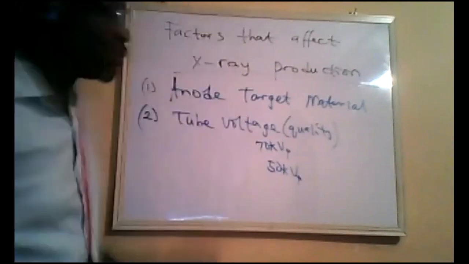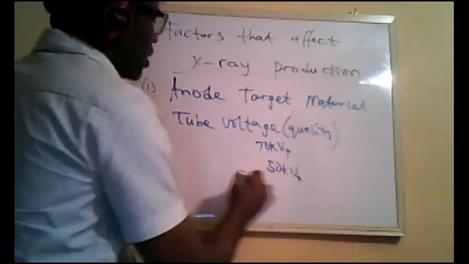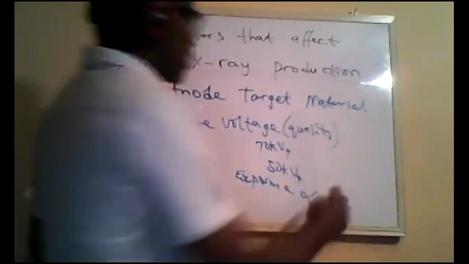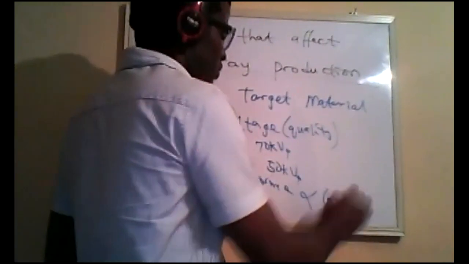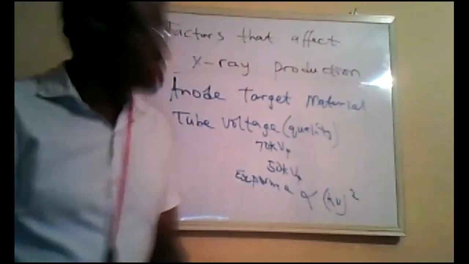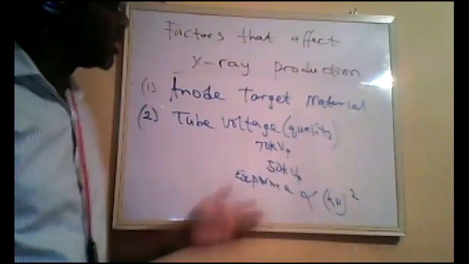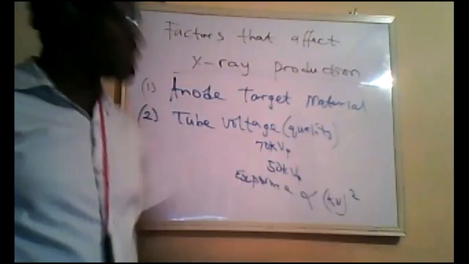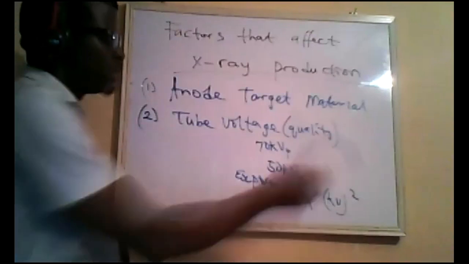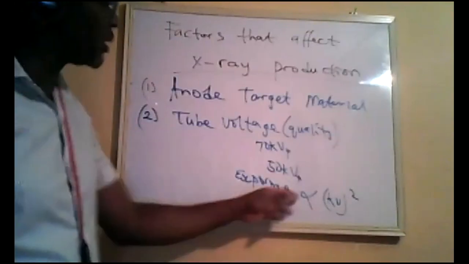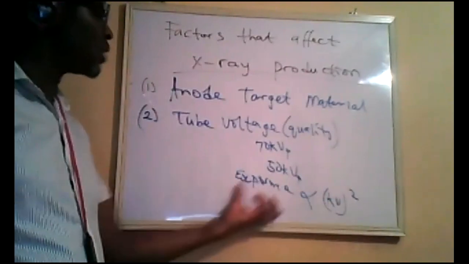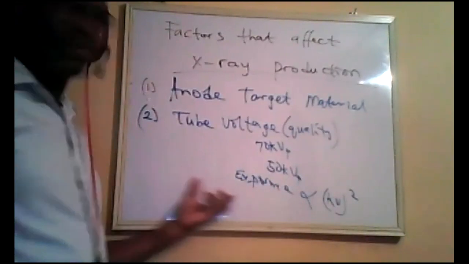the exposure is actually proportional to the kV squared. I see the kilovoltage and squared, the square of the voltage gives the exposure. So if you have more kVp, you are going to have more exposure.